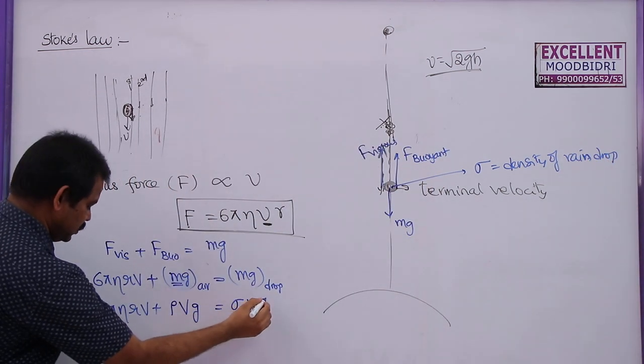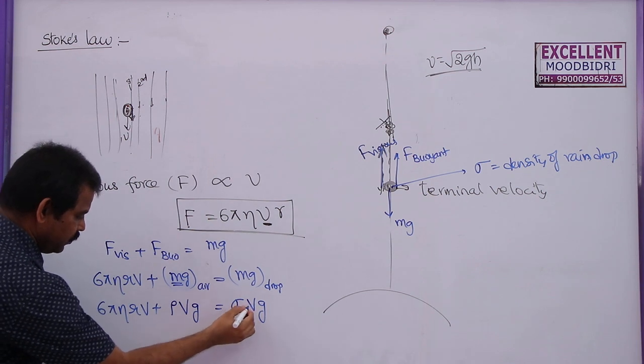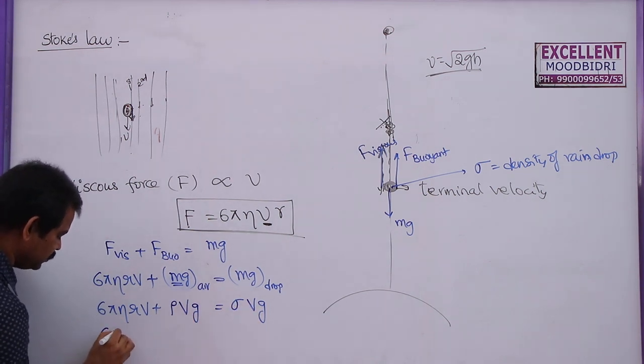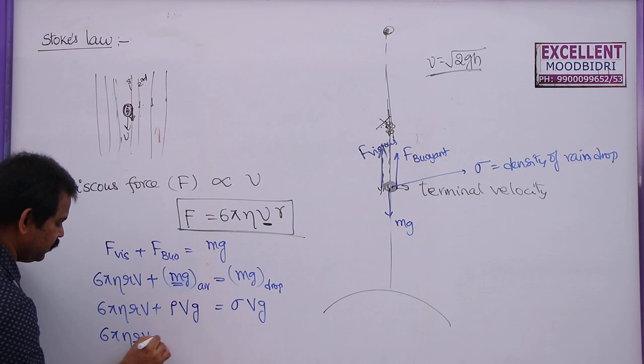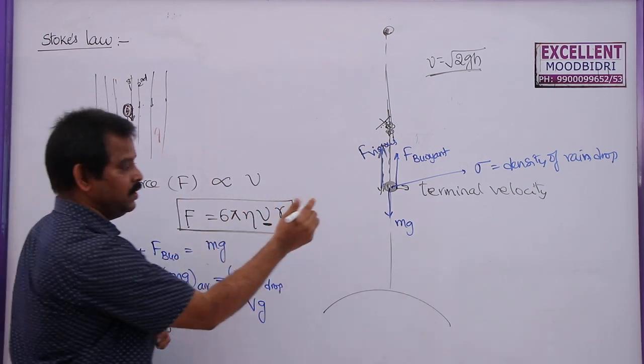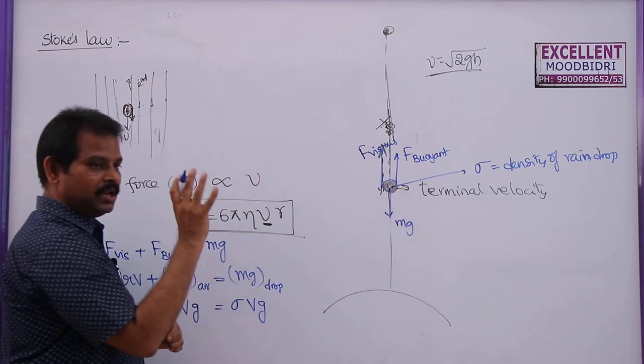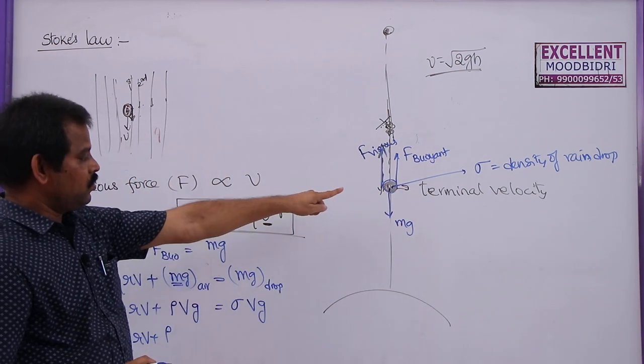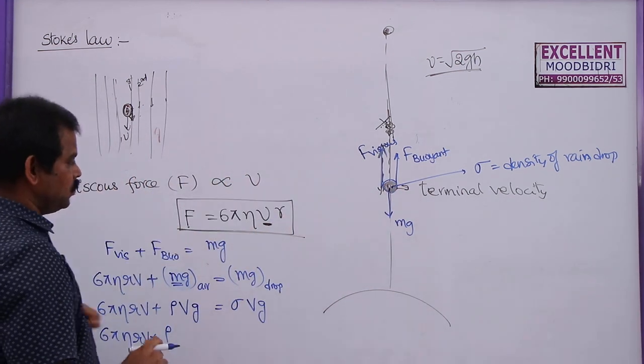So from this we can cancel this one V. First let me write this as 6 pi eta RV. This is rho. What is the volume of the air displaced by this raindrop, which is exactly equal to the volume of the raindrop. We know that raindrops are spherical. So what is the volume of a sphere?